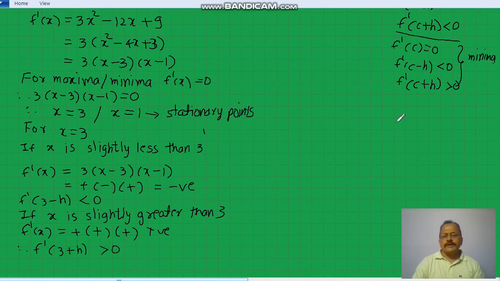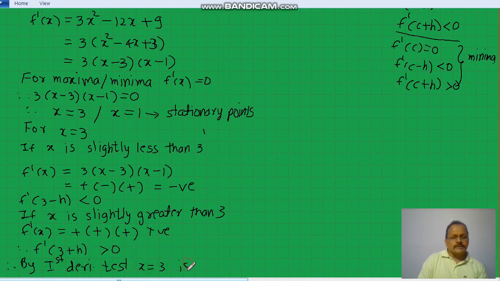Now see this definition. f dash 3 is equal to 0, f dash (3 minus h) is less than 0, and f dash (3 plus h) is greater than 0. So we get a minima at x equal to 3, and therefore by first derivative test x equal to 3 is minima.